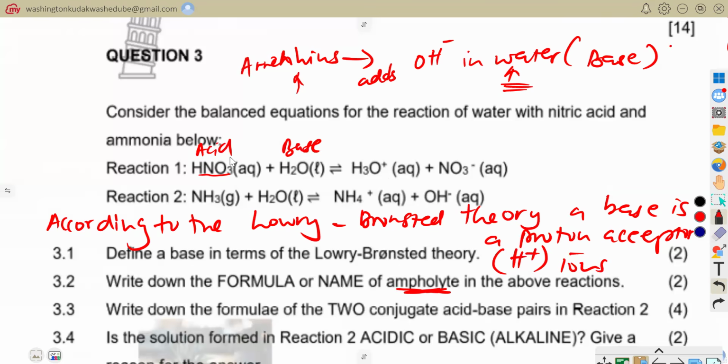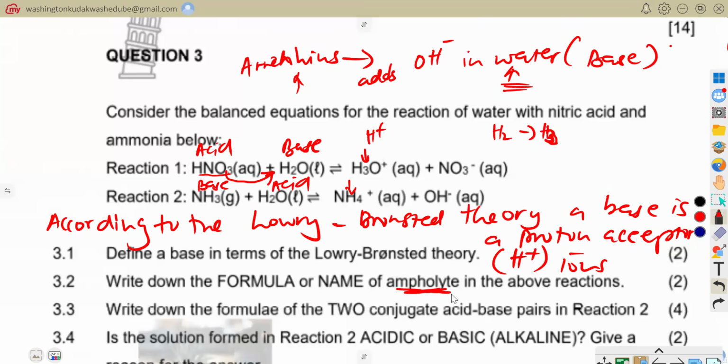From nitric acid, it's an acid. It is donating, or giving, protons. So our water accepted a proton there, which is an H plus. And from H2O, it went to H3O. So here our water is a base. But when you come here, this ammonia, we know that ammonia is a base. And when it reacts with water, it receives H plus ions. So this one is an acid. So we can see that our water is acting as an ampholyte. It can either be a base or an acid.